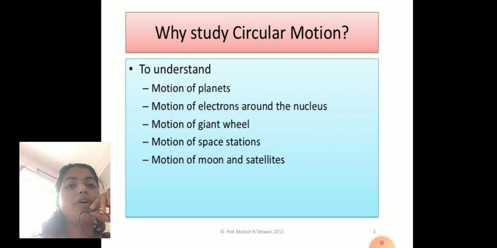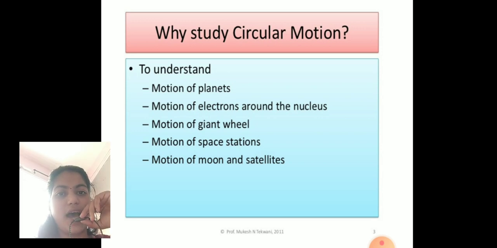Then, the motion of electrons around the nucleus. We also know that the nucleus is the center of the atom and electrons revolve around the nucleus in a circular path. The motion of giant wheels is also circular.